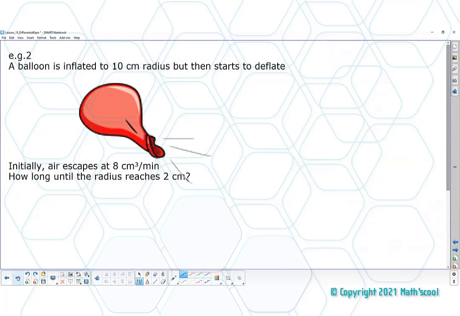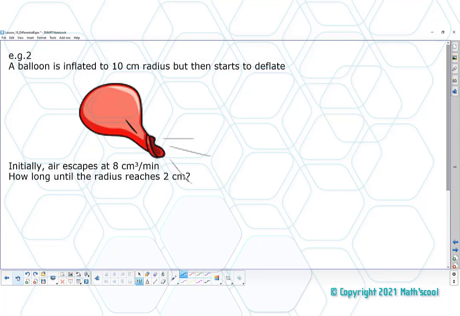A balloon is inflated. I know, such a long lesson, isn't it? Let's do that. Oh my God. That's why we did it in reverse, because I knew it's going to be too long. A balloon is inflated to 10 centimeters radius, but then starts to deflate. Initially, air escapes at 8 centimeters cubed per minute. How long until the radius reaches 2 centimeters?